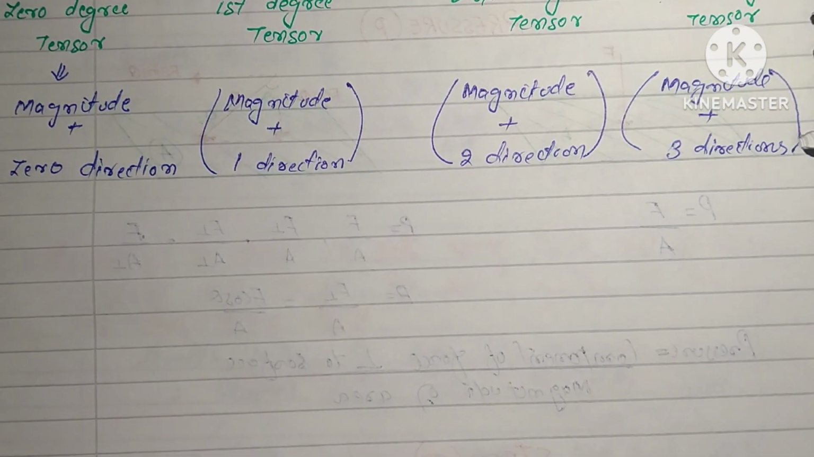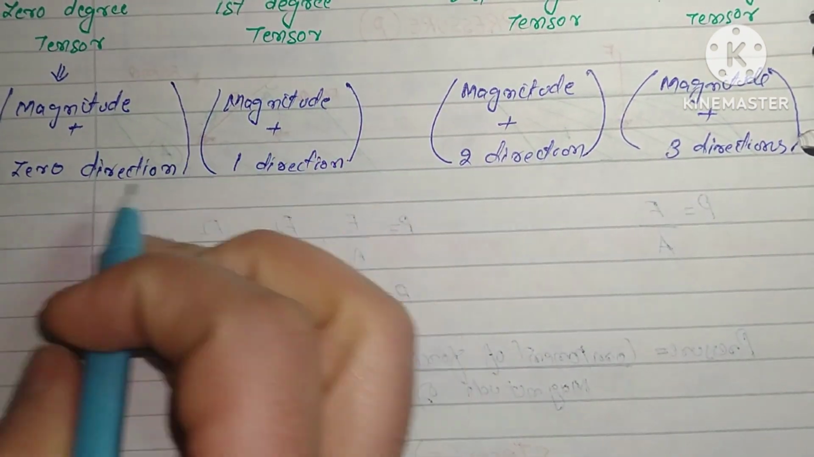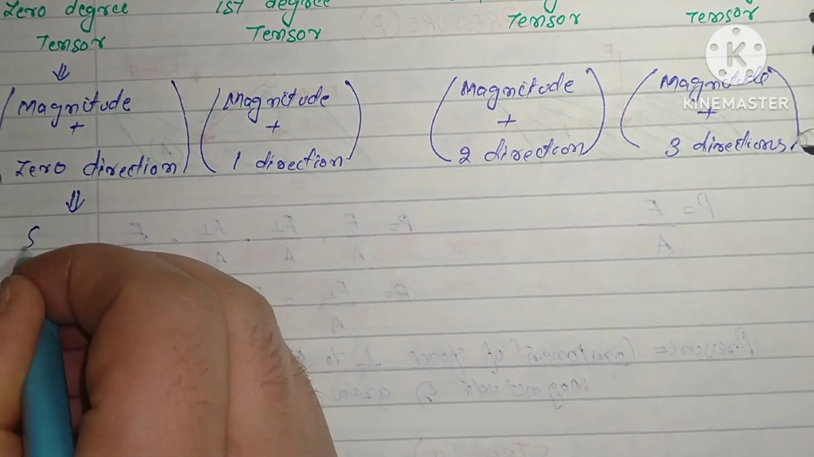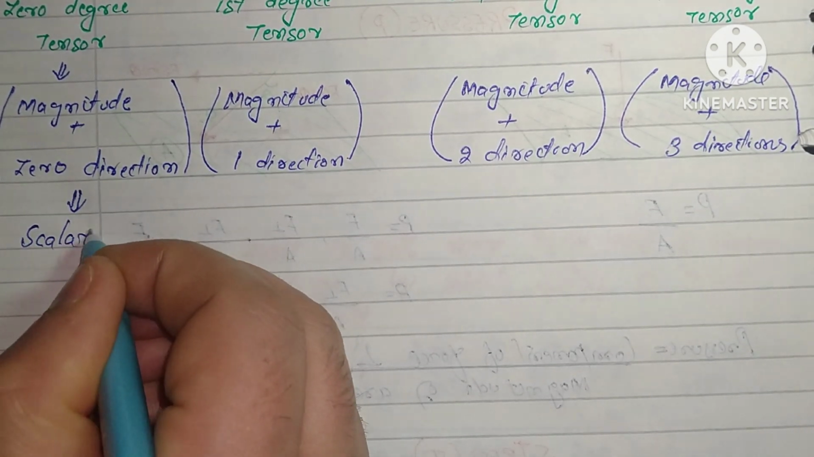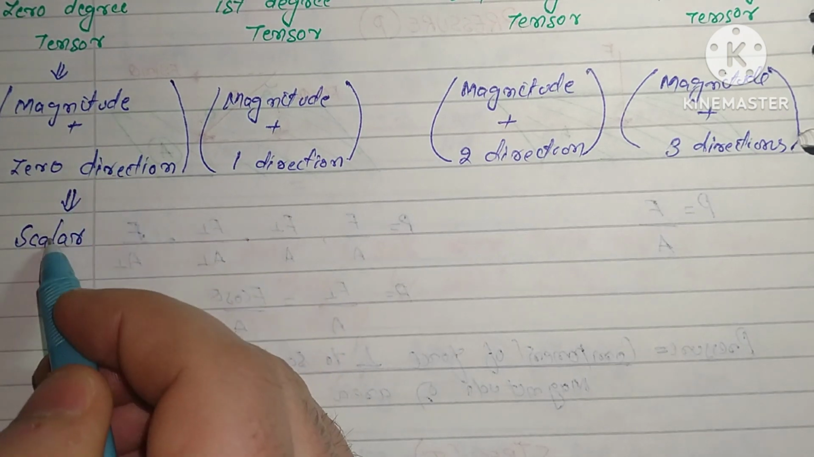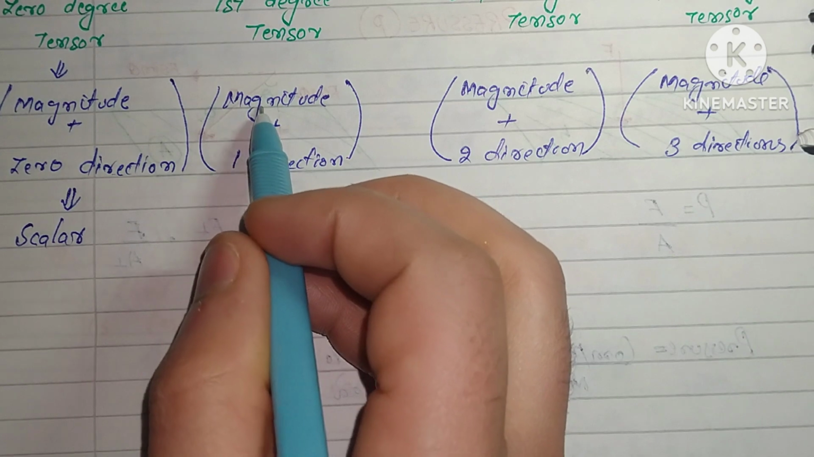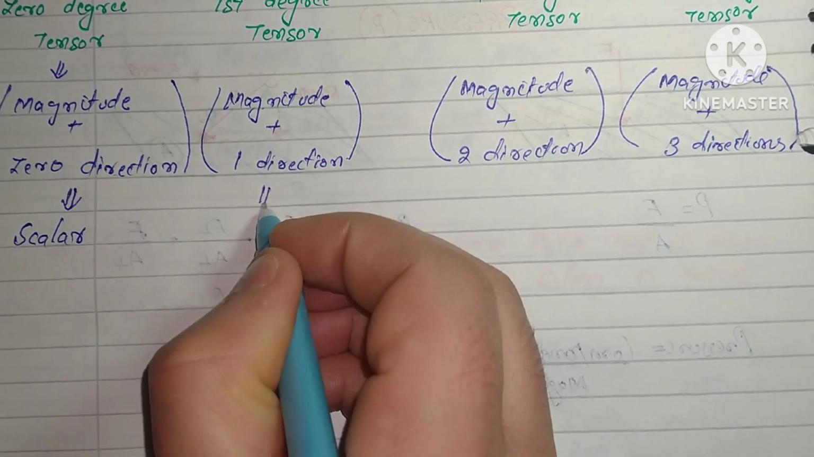Now, any quantity which has only magnitude but has no direction, that we call a scalar quantity. Any quantity having magnitude as well as direction is called a vector quantity.